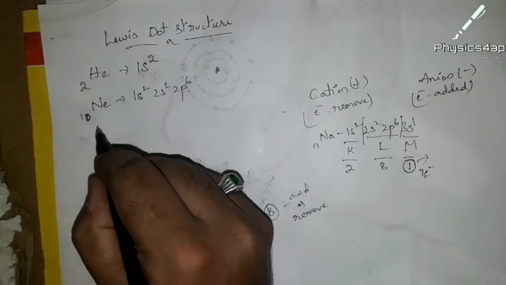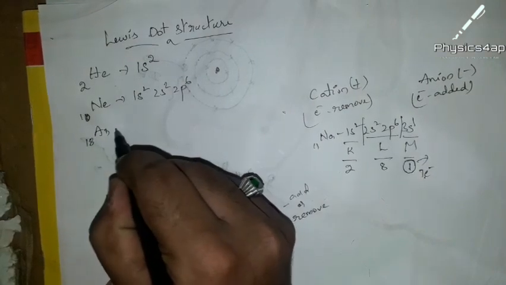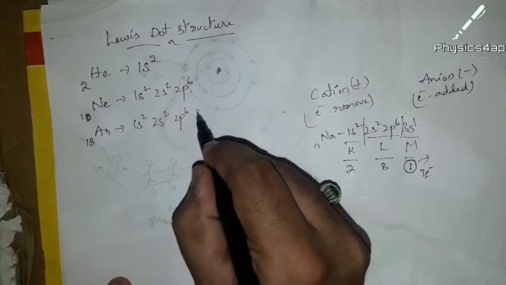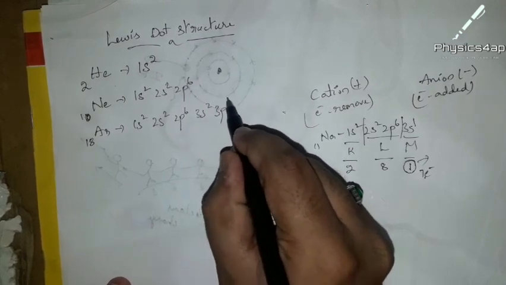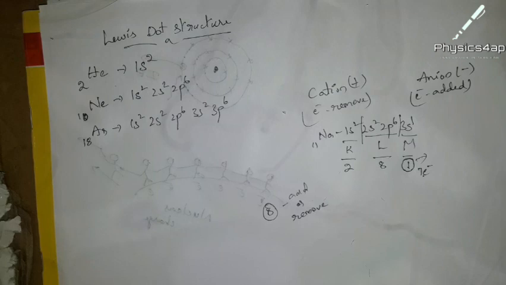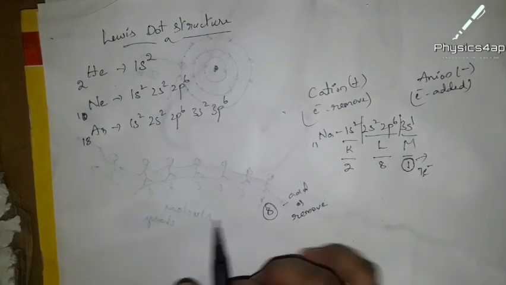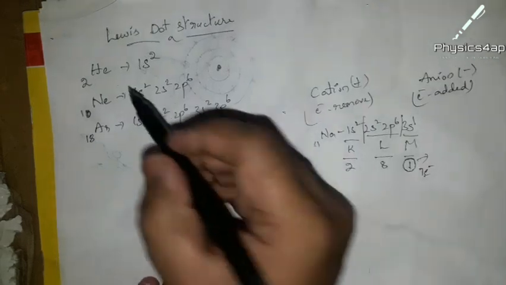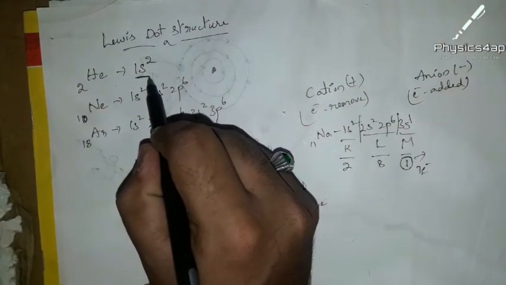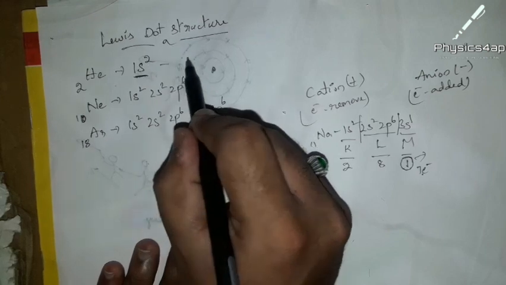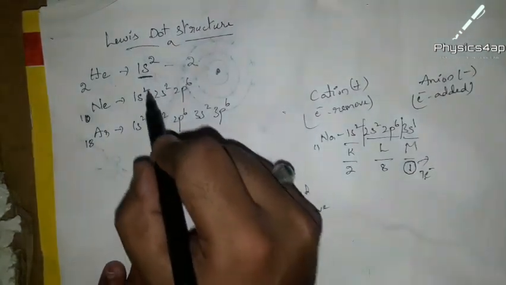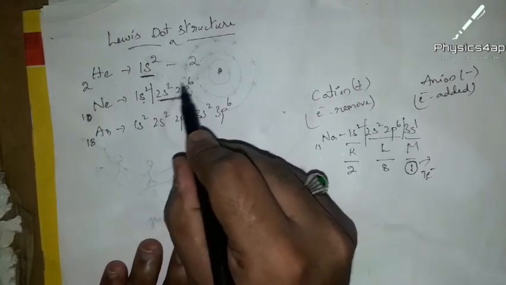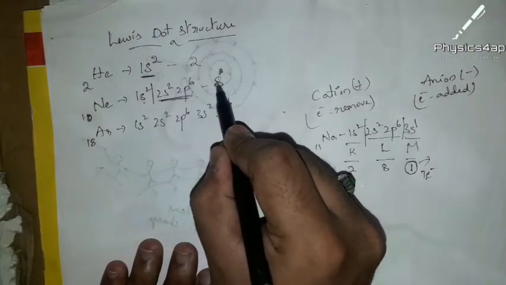And when we write for argon, atomic number 18, it is 1s2, 2s2, 2p6, 3s2, 3p6. So this is the electronic configuration for argon, as well as for helium, neon, xenon, radon. For all the noble gases, if you see the outermost orbit here, this is 1s, we have 2 electrons here, so we write it as 2. And this is the first orbit and this is the second orbit. 6 plus 2, we have 8 electrons over here.